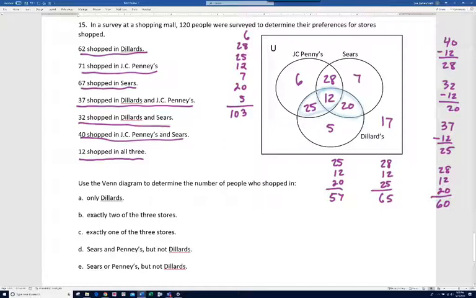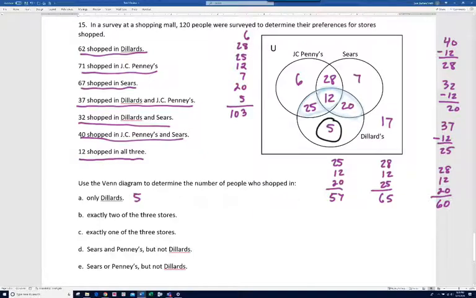So now that we've completed the Venn diagram, we can answer the questions. So on A it says, use the Venn diagram to determine the number of people who shopped in only Dillard's. Well, only Dillard's, that's going to be the 5 where there's no overlap. So that would be 5.